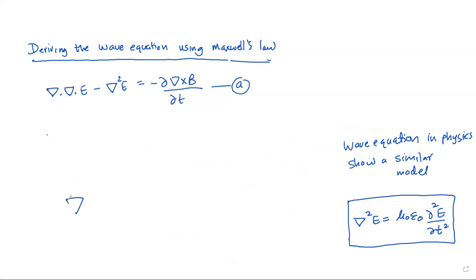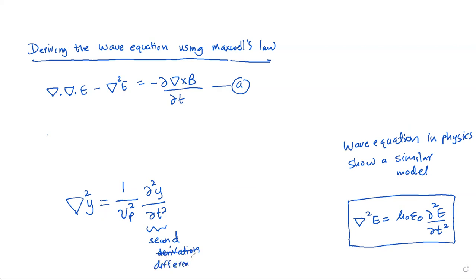So the wave equation in classical physics will be this: velocity squared times the second derivative of the displacement of a certain wave along time, the second differentiation with respect to time, is equal to actually the Laplacian of the displacement of a certain wave.